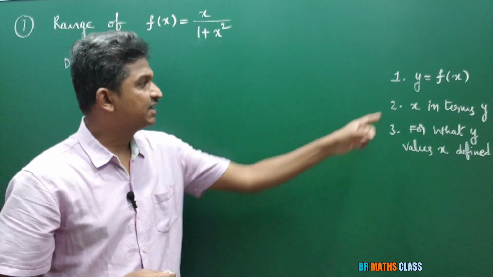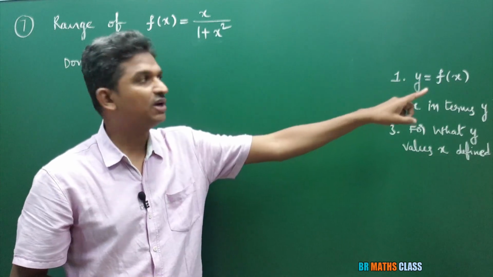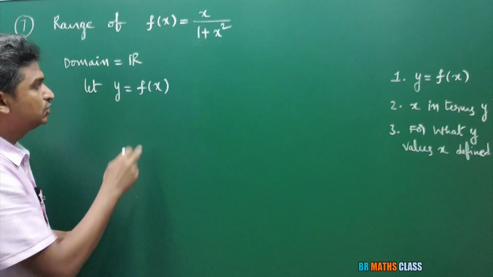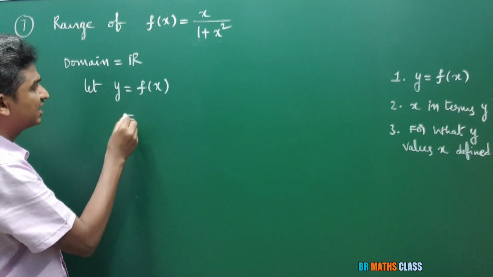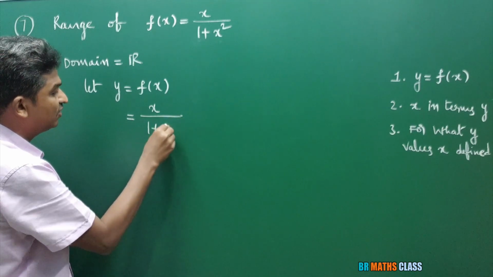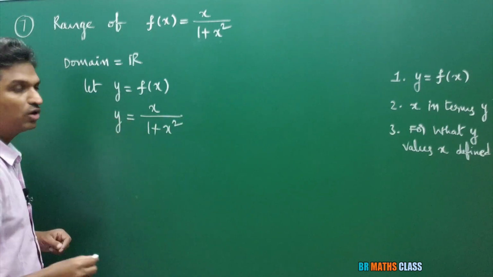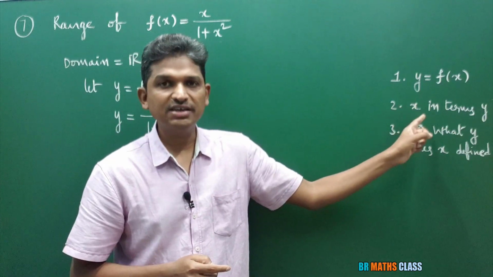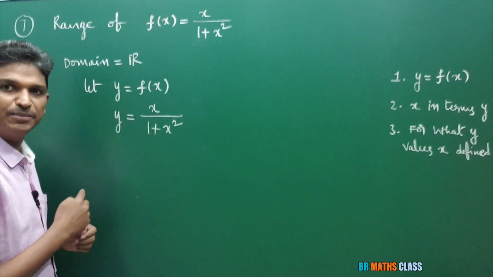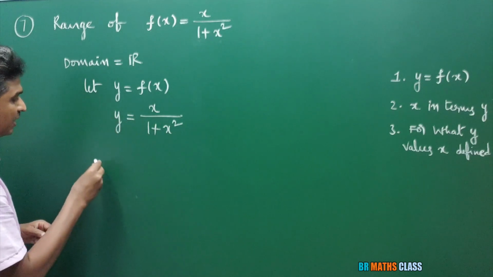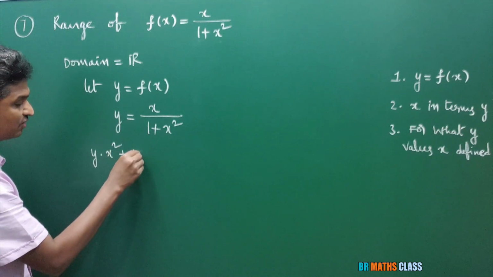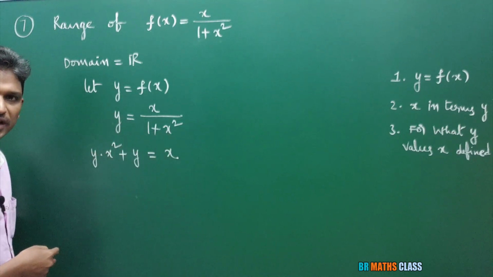Now to calculate range, I will follow these 3 things. Step 1, you take given function f of x as y. What is f of x? They gave it in the question. f of x is x divided by 1 plus x square. Second step is what? Write x in terms of y. To write x in terms of y, I need to do a little bit of simplification here. Cross multiply. What will you get? You will get y into x square plus y, equal to x.